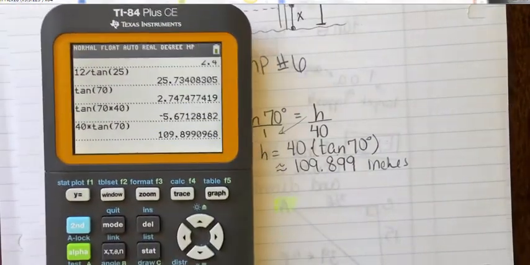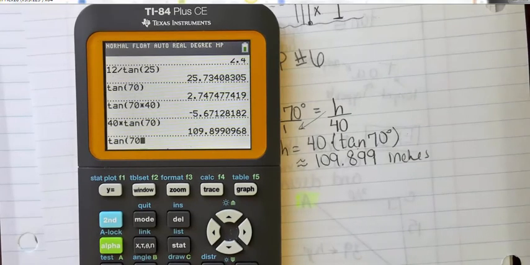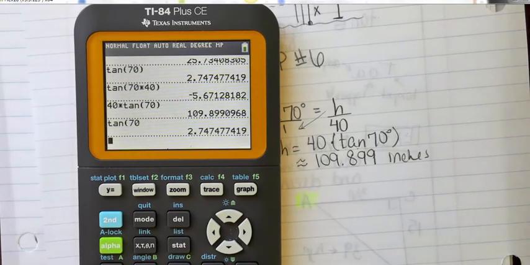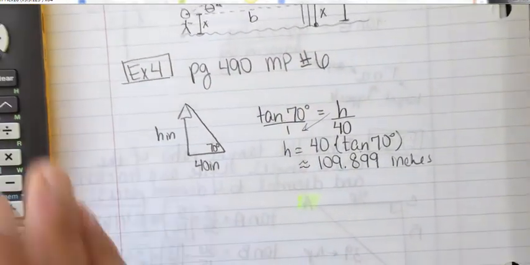Now, other ways that you could have done this was to just do the tan of 70, because you all have different kinds of calculators. So tan of 70, press enter and then multiply it by 40. Some of you will have to put the 70 in first and then hit tan. So you're going to just have to play with your calculator. And like I said, if you need help with that, let me know. Okay, so I think we've answered the question.